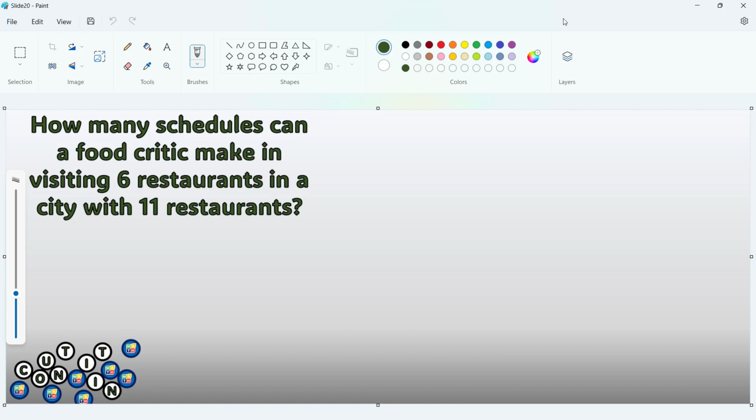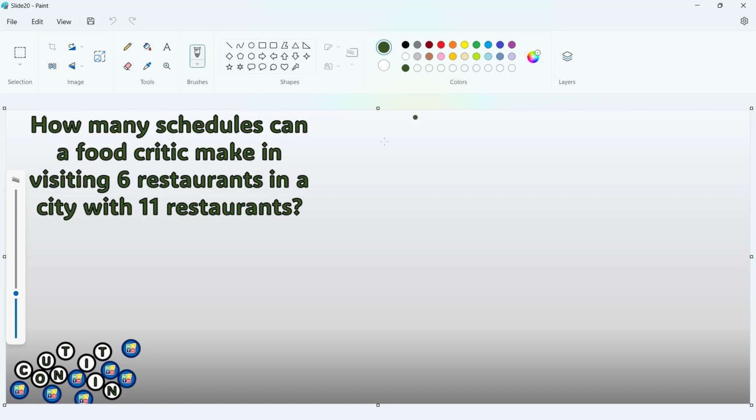Now number 2, if the order in which the food critic visits the 6 restaurants is rearranged, then that specific schedule is different from the first. Take note here that if the food critic will visit restaurants A, B, C, D, E, and F, that's a different schedule if he or she decides to visit A, B, C, D, F, and then E. So that means that permutation is really good to be used here.